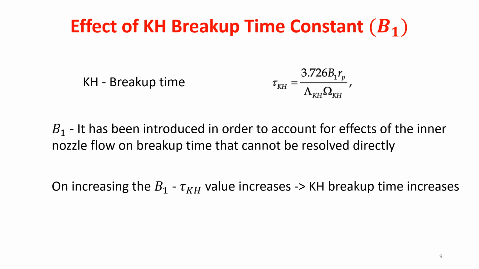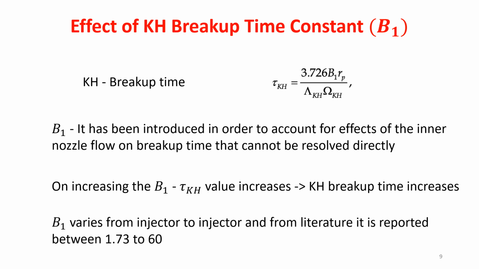B1 has been introduced in order to account for the effects of the inner nozzle flow and breakup time that cannot be resolved directly. The higher the B1 value, the slower the breakup process. B1 varies from injector to injector and it ranges from 1.73 to 60.